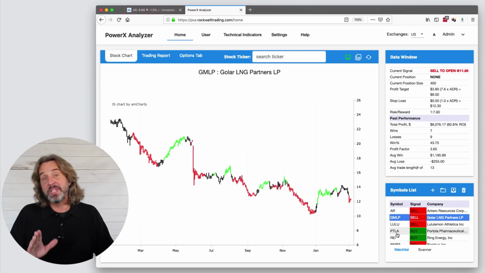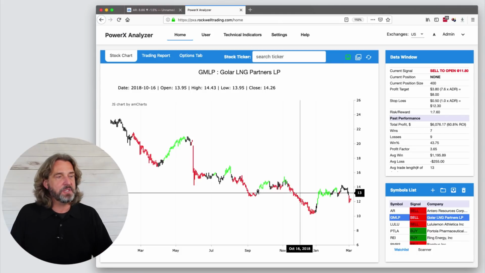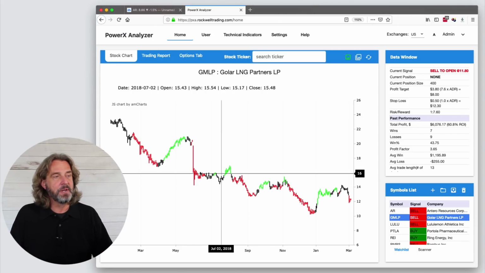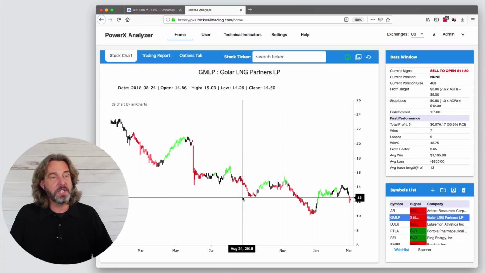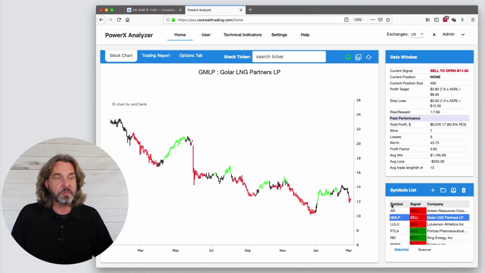GMLP. Okay, so this is one of the stocks where I don't like the way it trends, because as you can see, it's just stair-stepping. So it's going sideways, a little bit down, sideways, down, sideways. So for that reason, I don't like it in terms of trendability.